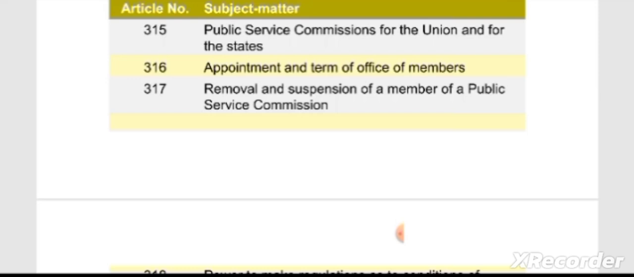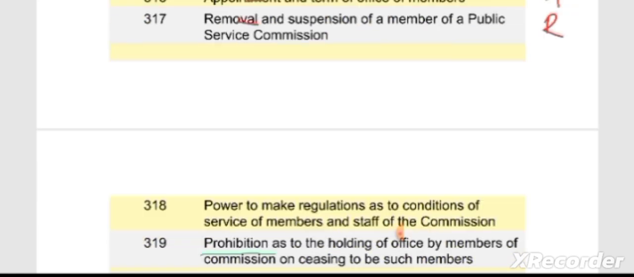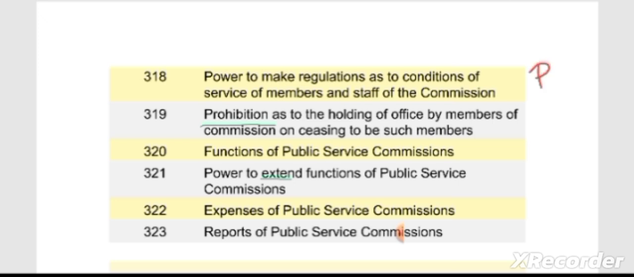Now what we will check into, 315 to 323, is very important. We will remember this first thing by heart. We have to remember this very cautiously so that we can remember it in the exam also, not just for now. So what does Article 315 say? That is the power given to the Public Service Commission, that the Public Service Commission has been constituted. That will be the first definition.